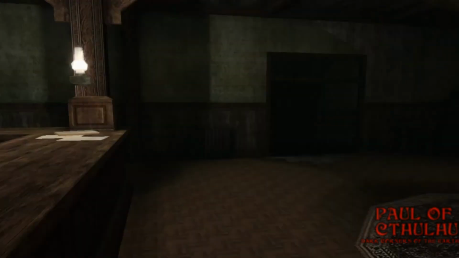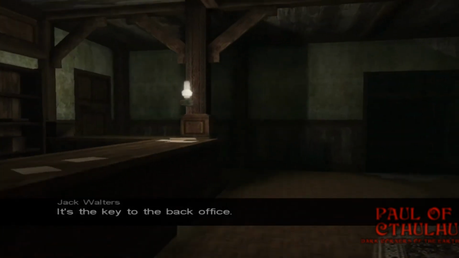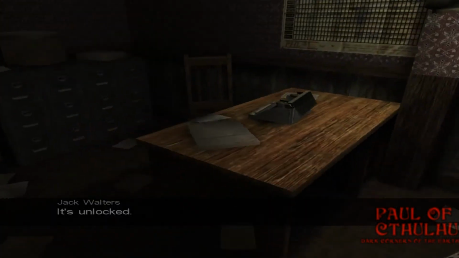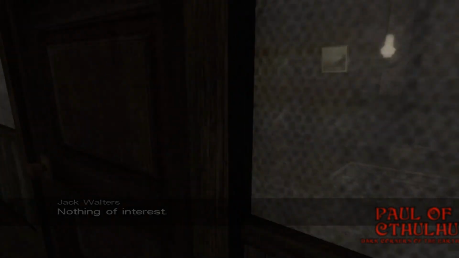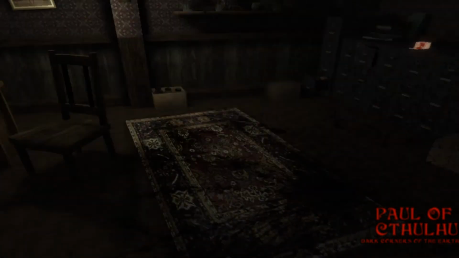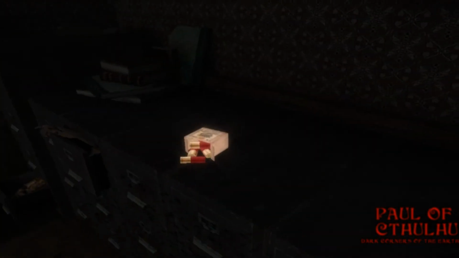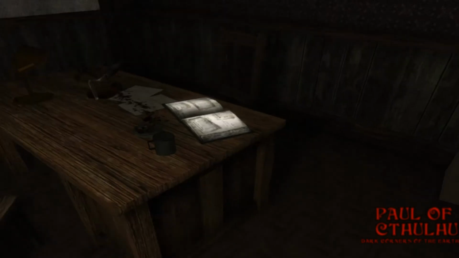I think that premonition was to give us a key. That's very animalistic movements. And we know what that is. Yes, we do. Okay, I snagged that key. It's the key to the back office. Oh, it's unlocked. Woohoo! Nothing of interest. Aw, but typewriters are of interest. I see a shiny thing. Yeah, there's just blood on the floor, it's fine. Okay, we have enough bullets.